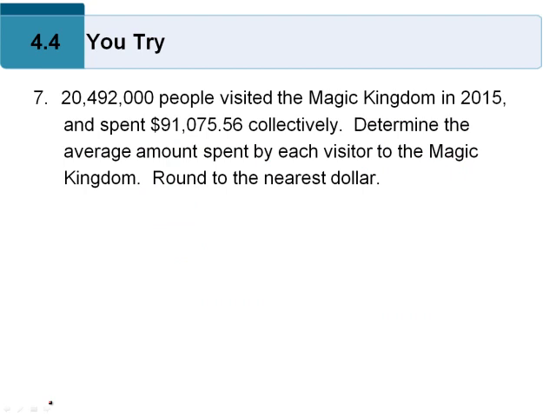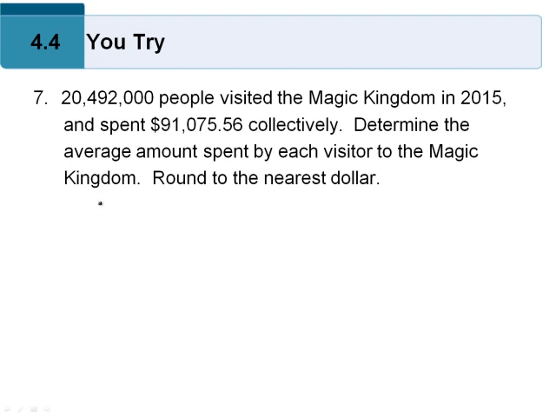Number 7, we have an application problem. It says 20,492,000 people visited the Magic Kingdom in 2015 and spent $91,075.56 collectively. That means all together. Determine the average amount spent by each visitor to the Magic Kingdom. Round to the nearest dollar. So let's see, the average amount spent by each visitor.